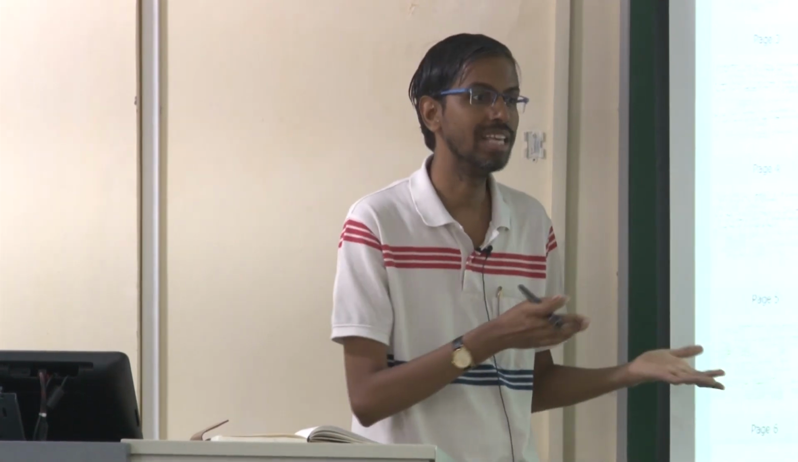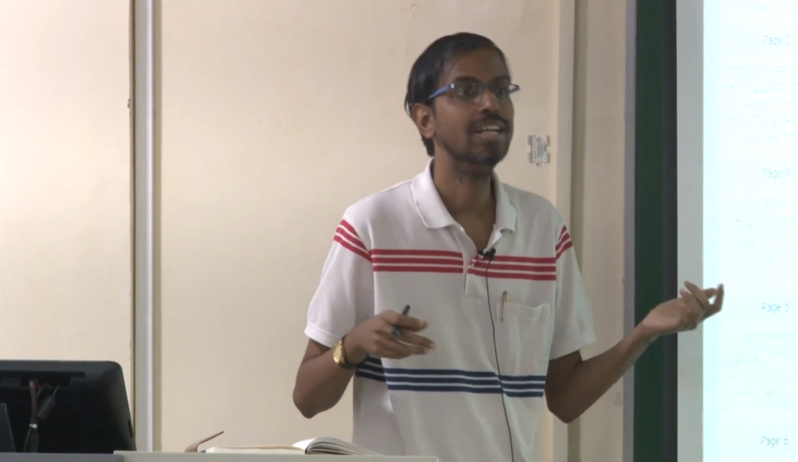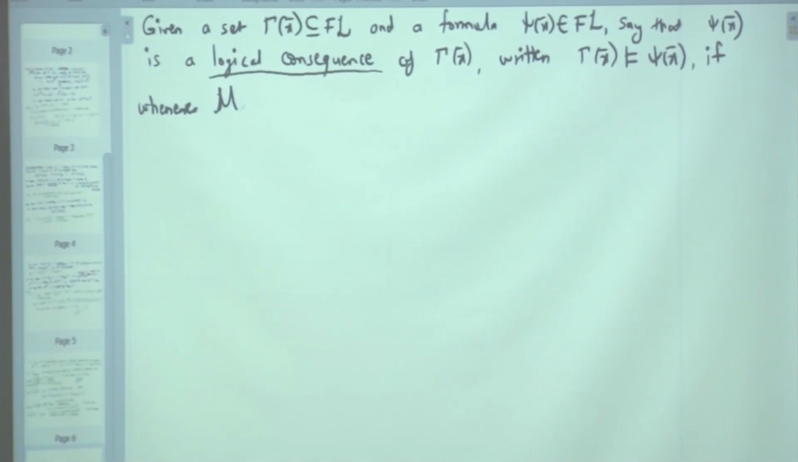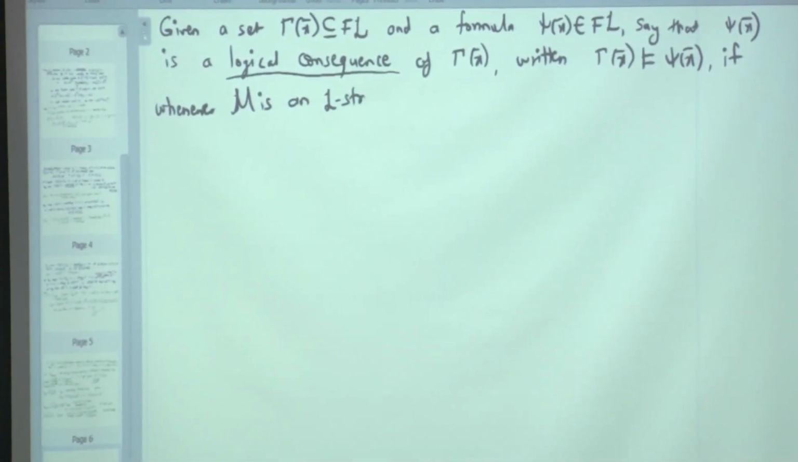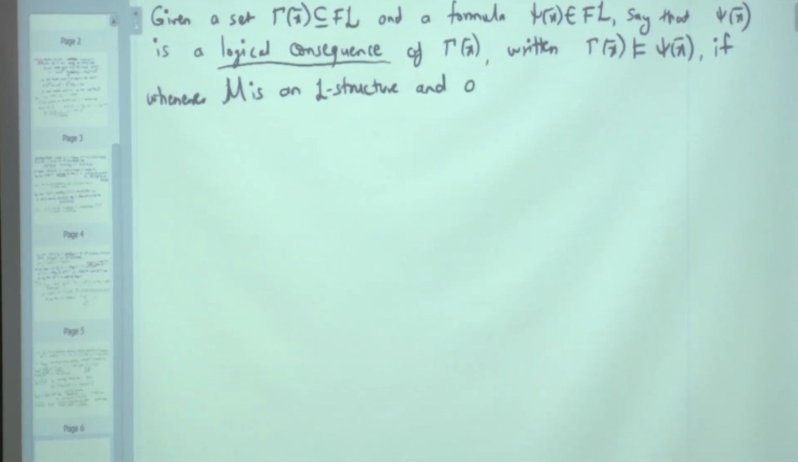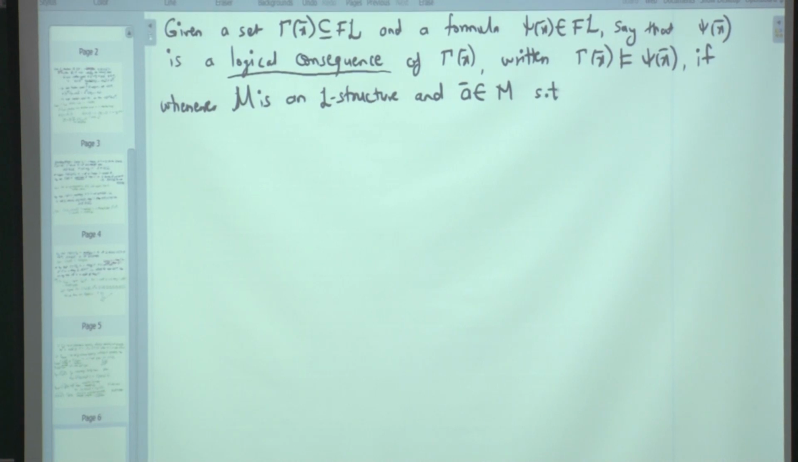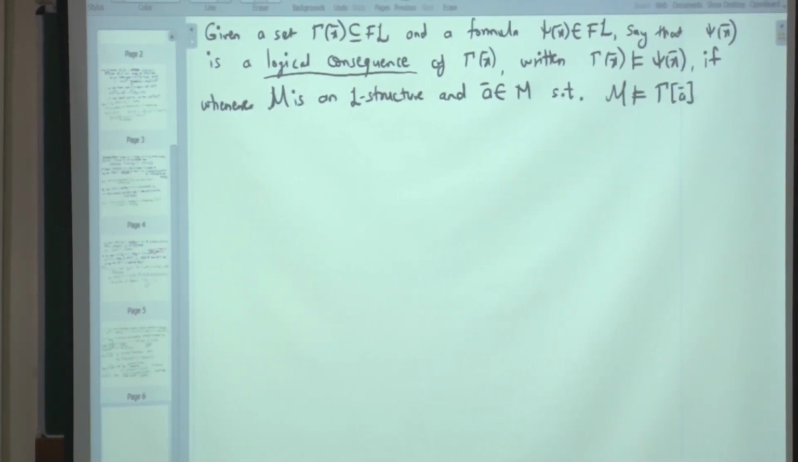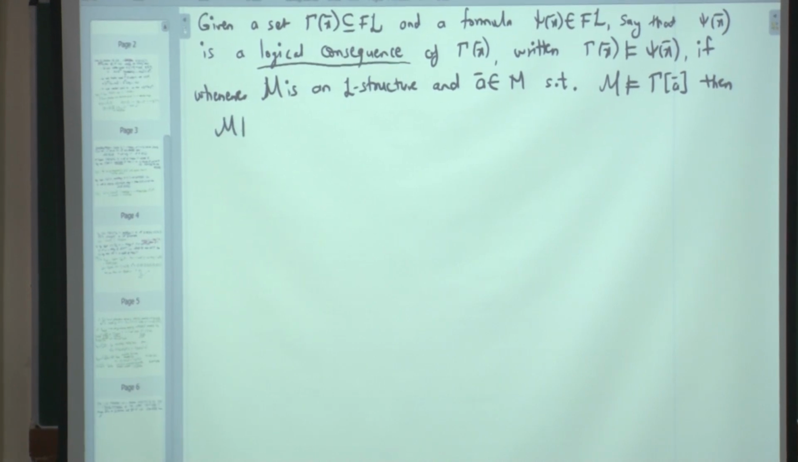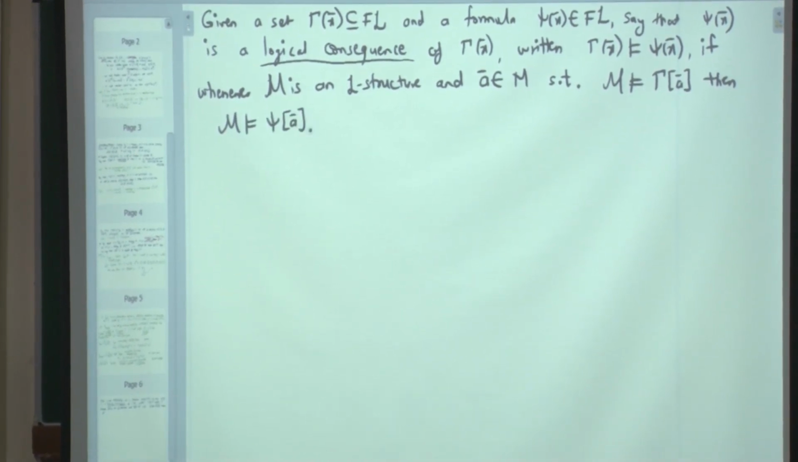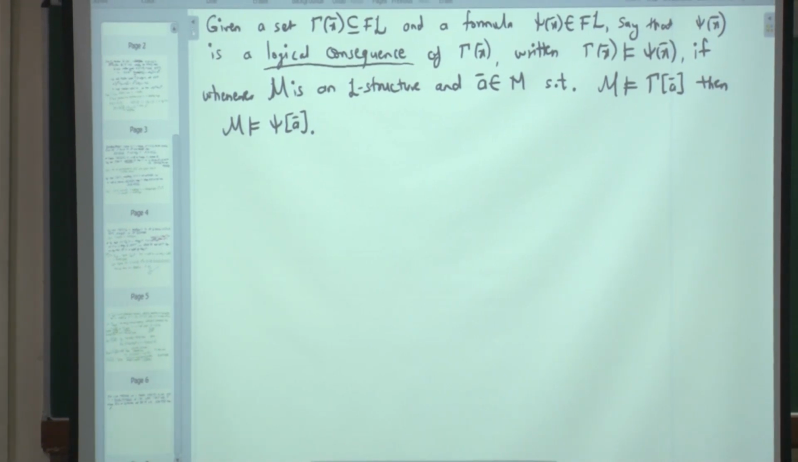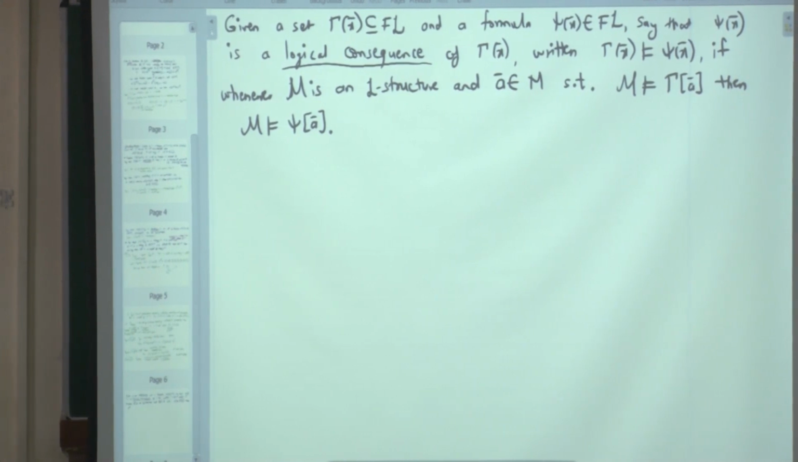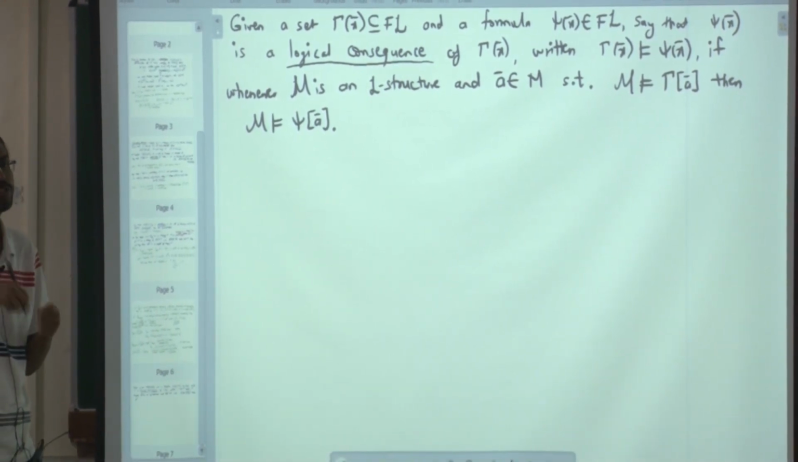Now we are going to do exactly the same thing. What is the meaning of a model here? There is a structure and a tuple. Okay, if whenever M is an L structure and A bar is in M such that M satisfies gamma at A bar, then M satisfies psi at A bar. You understand M satisfies gamma at A bar? It means M satisfies phi at A bar for each phi in gamma.